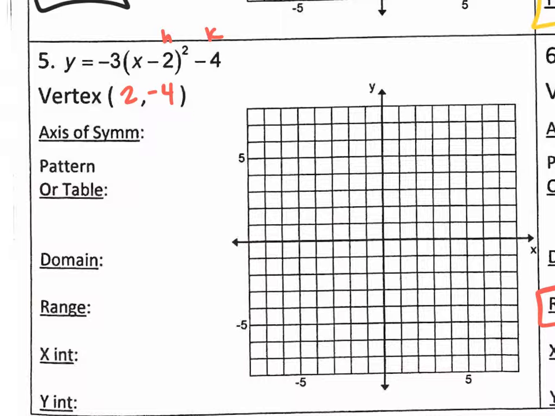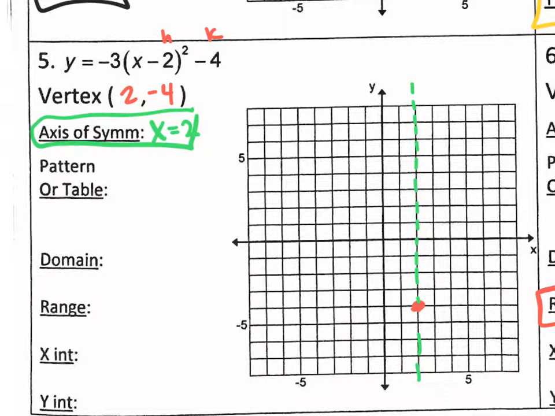2 on the x, negative 1, 2, 3, 4. There's my vertex. Let's draw the axis of symmetry right through it. That axis of symmetry is the equation what? What's the equation? X equals the x value of your vertex. That's right. You get a point for that.